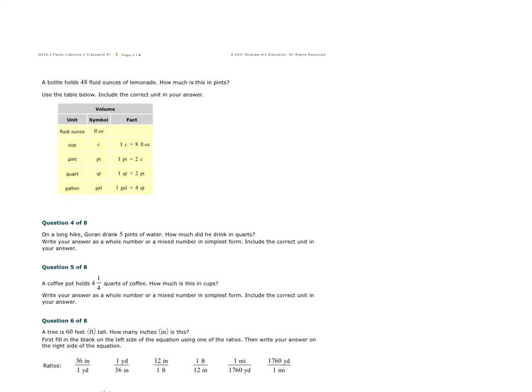A bottle holds 48 fluid ounces of lemonade. How much is that in pints? Step 1, write what we know and put it over 1. I want to get it out of fluid ounces and end up in pints. Looking at our table, we don't have that conversion, so we're going to make this a 2-step problem. First I'm going to change it to cups. That's 8 fluid ounces is 1 cup. Now I'm out of fluid ounces and into cups. I want to change it out of cups and into pints.